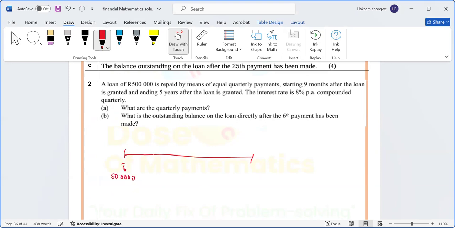We don't start paying 3 months later. Yeah? We miss this one. T1, we skip. T2, we skip. When do we start paying? T3. We start paying at T3.